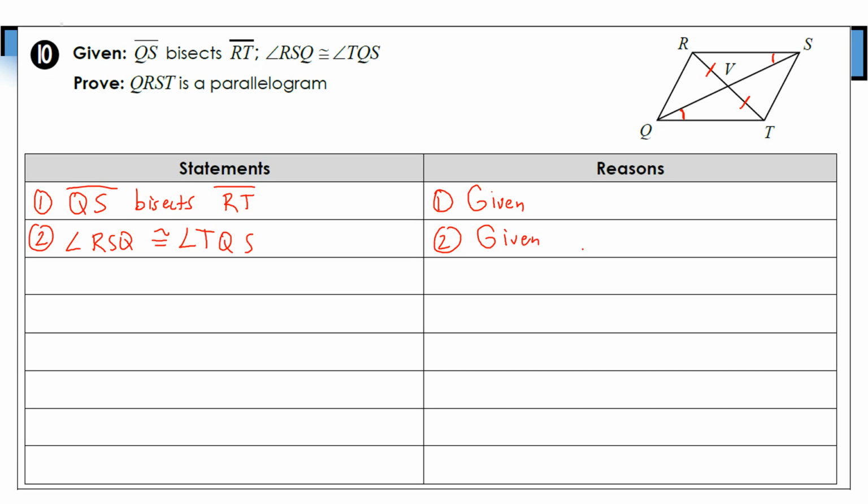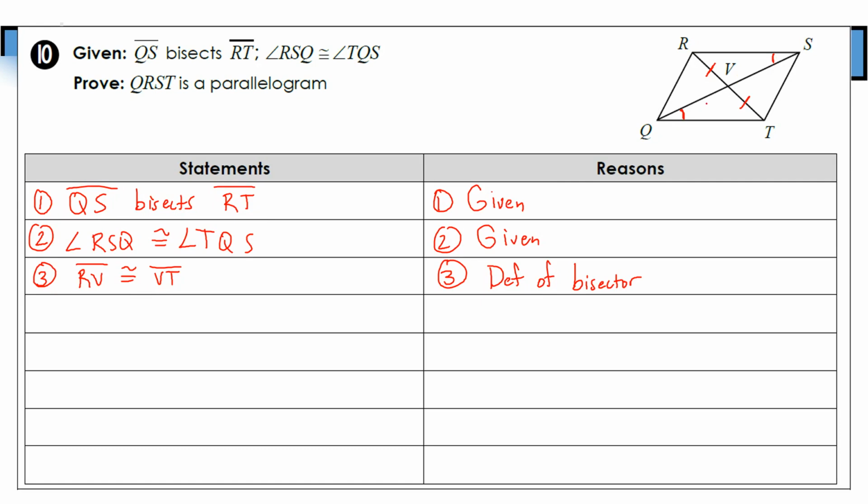Well, the first thing, think about the markings we made. The fact that QS bisected RT told us that RV was congruent to VT. So we should mark that as our third statement because we marked it on the diagram. RV was congruent to VT because we understood what the word bisect means. So we could say definition of bisector.